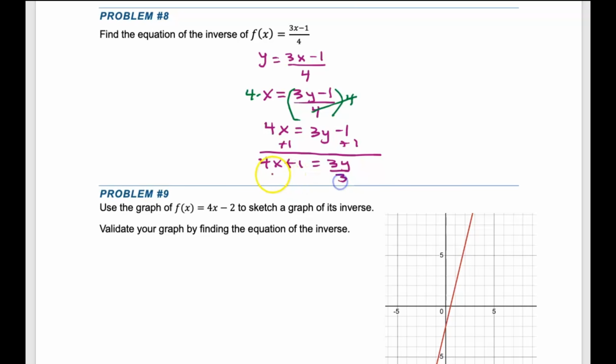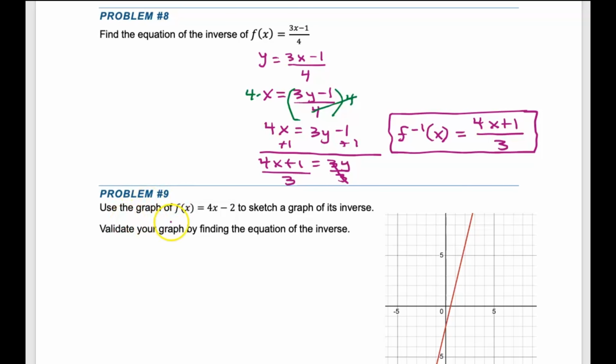And then our last step after we solve it for y is now we're going to change that y to the inverse function notation so that we know that this is in fact the inverse of that function that we found. So we'll have the inverse of f of x equals 4x plus 1 all divided by 3. And that will be your answer.